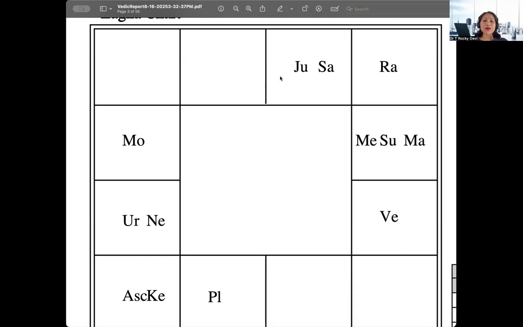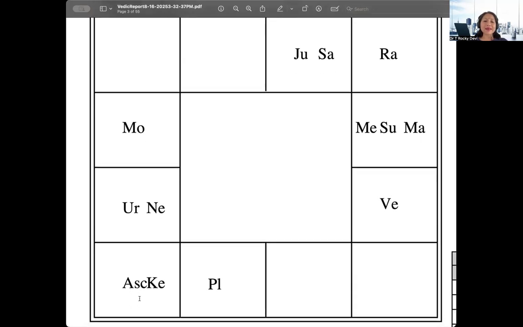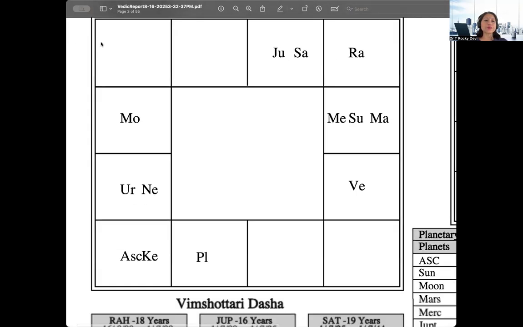And the place where it normally writes ASC as per the South Indian chart, or sometimes it will denote with a double line, which I'll show you.